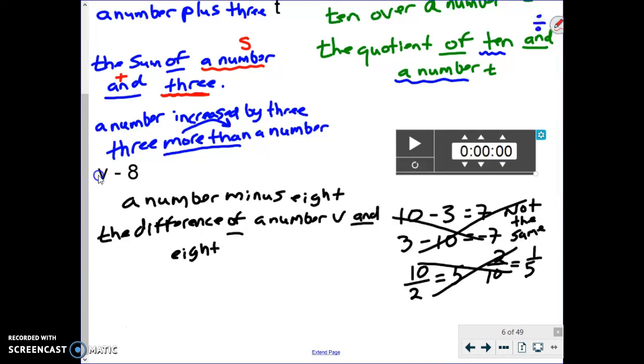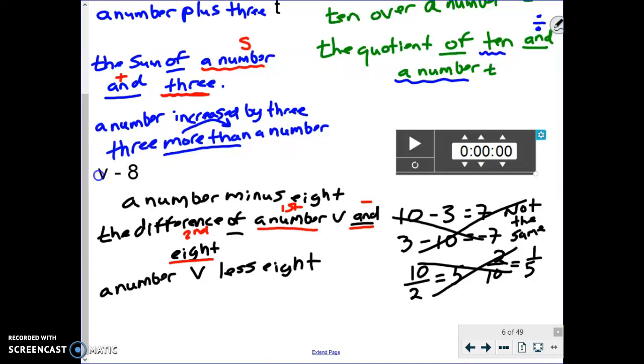So when we see difference of, and that's the first thing, and that tells me where my subtraction symbol is going to go, and then the number 8, and that's the second thing right after the subtraction symbol. Let's just do a couple more here. So I could also say a number v less 8. Well, that just means the variable v, and I'm going to subtract 8.